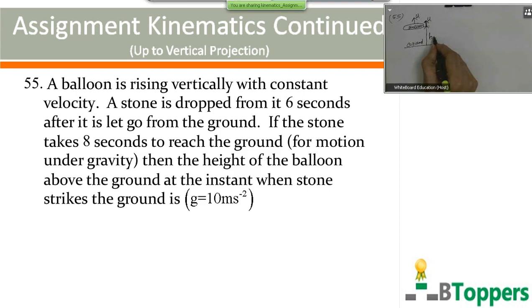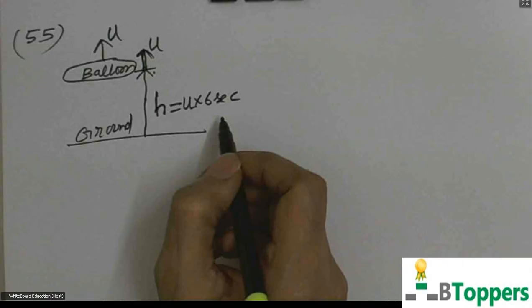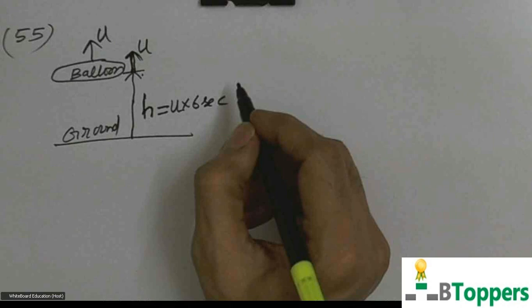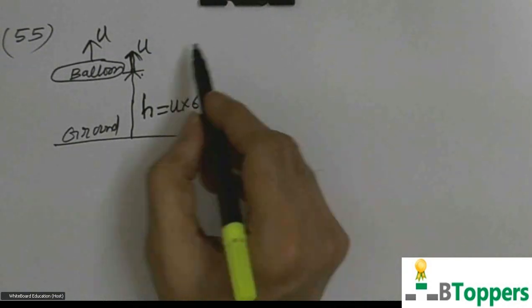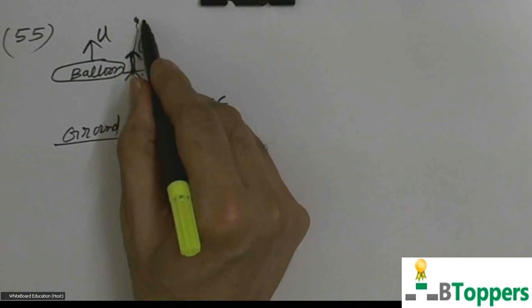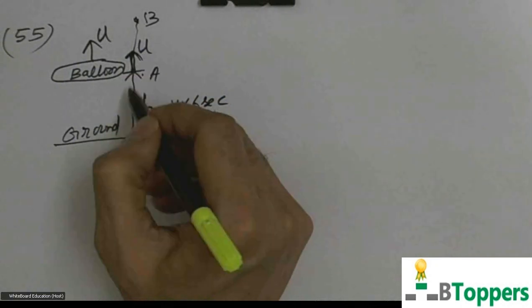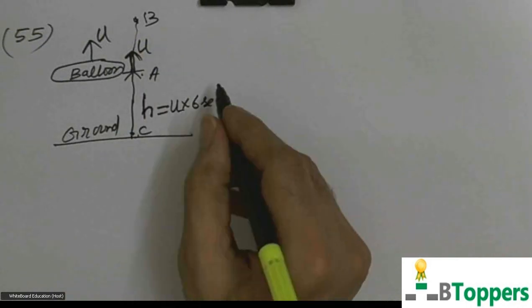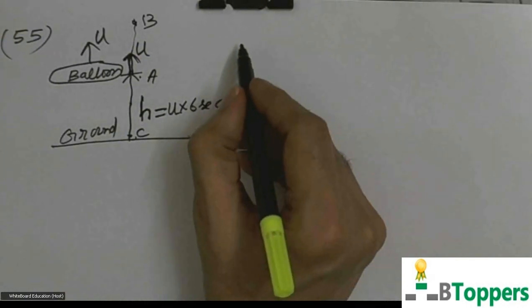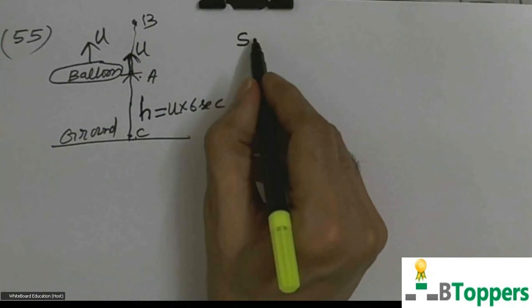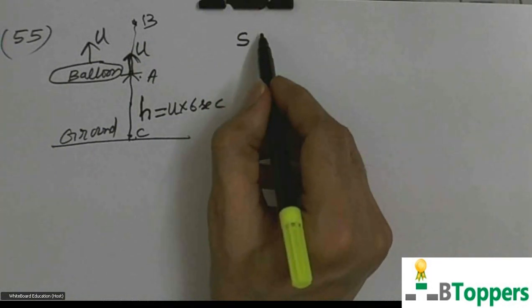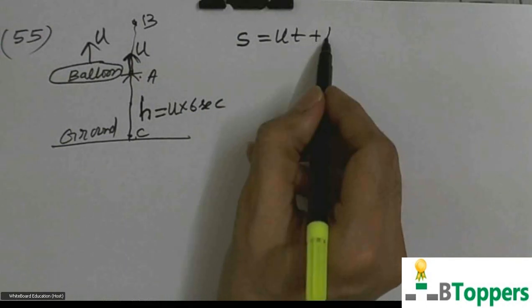It is given that the balloon is moving with constant velocity. So the distance the balloon travels in the first 6 seconds can be written as the velocity of the balloon into the time interval. So here the stone moves upwards under the influence of gravity until velocity becomes 0 at some point B, and then again falls onto the ground. So for the entire motion under the influence of gravity, you can use the equation S equal to ut plus half at square.